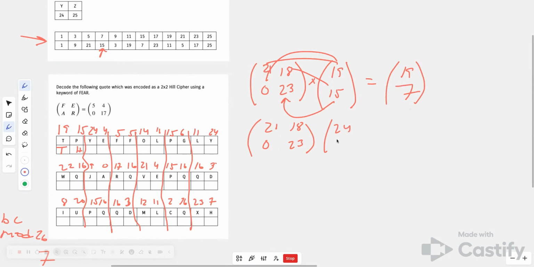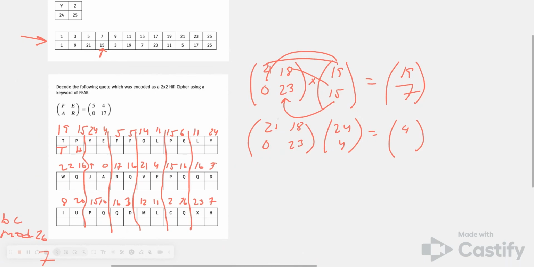So the next pair is going to be 24 and 4. So that would be 21 times 24 plus 18 times 4 mod 26, and it would be 4, and then 24 times 0. Whenever you have a 0, you can ignore that number for that specific calculation. 23 times 4, 92, minus 78, that would be 14. So 4 would be E according to the table, and then 14 would be O.